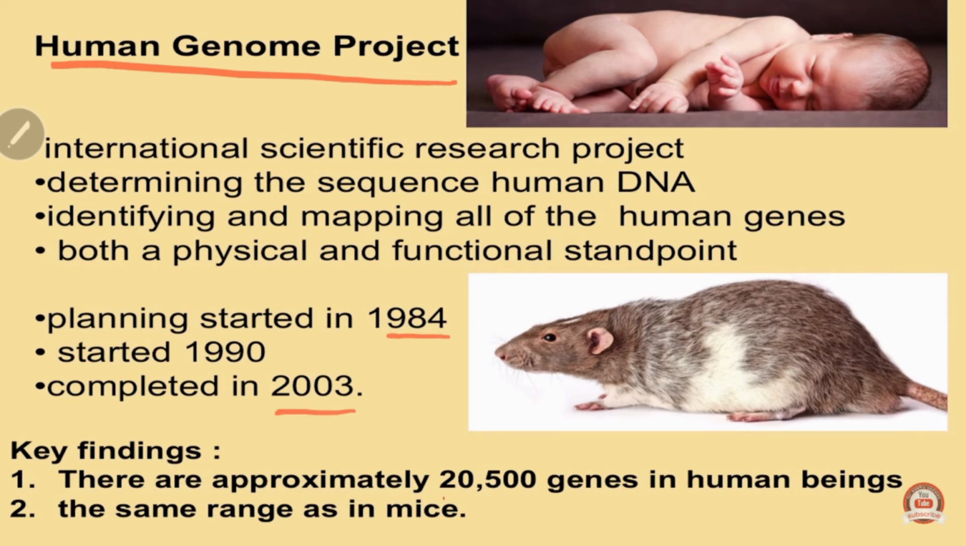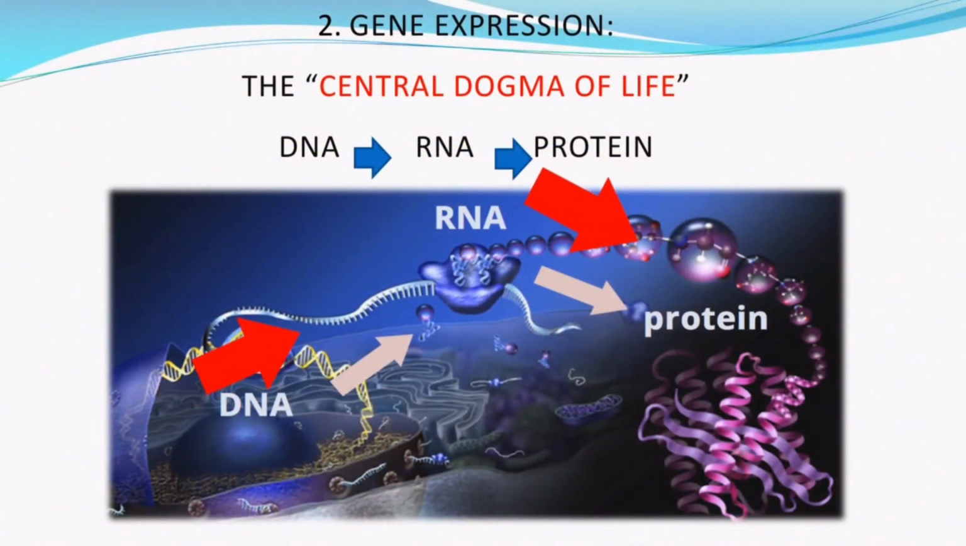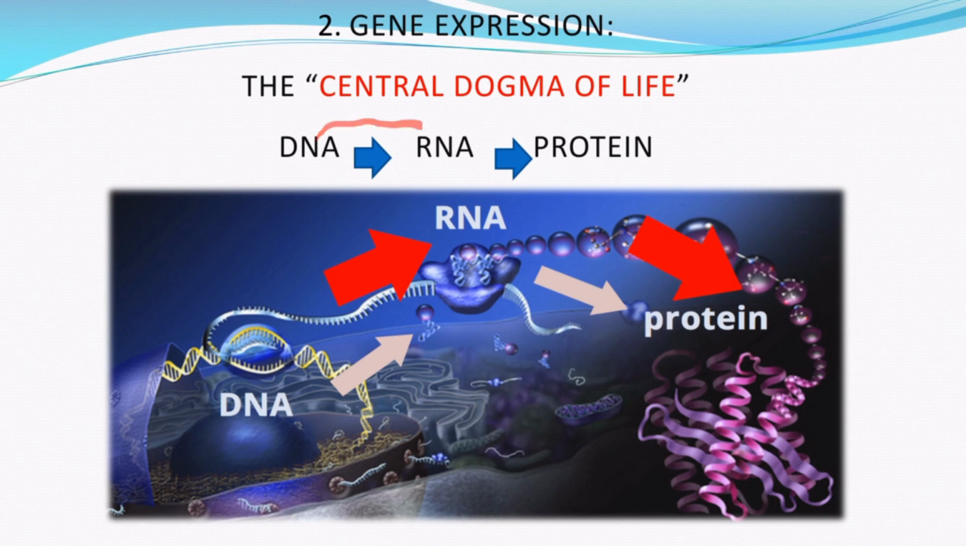The Human Genome Project started in 1984 and was completed in 2003. The key feature of this project is that there are 20,500 genes in our body. So it is very interesting to know the expression of those genes, because not all 20,000 genes are activated at a particular time. So how are the 20,500 genes expressed in our body? This is the central dogma of life, from DNA to RNA and RNA to protein.